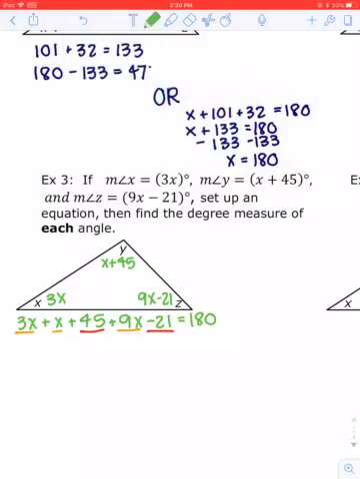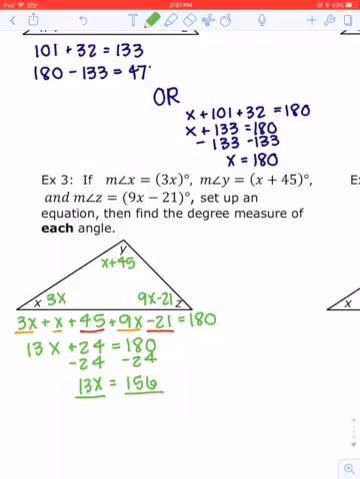So when I do that, I should get 13x plus 24 equals 180. So I'm going to move all my variables to one side, all my non-variables to the other, so I'm going to subtract 24 so that I can get my variable alone. When I subtract 24, I get 156. Then I divide by my coefficient, just like we did when we were solving equations, and I get x equals 12.